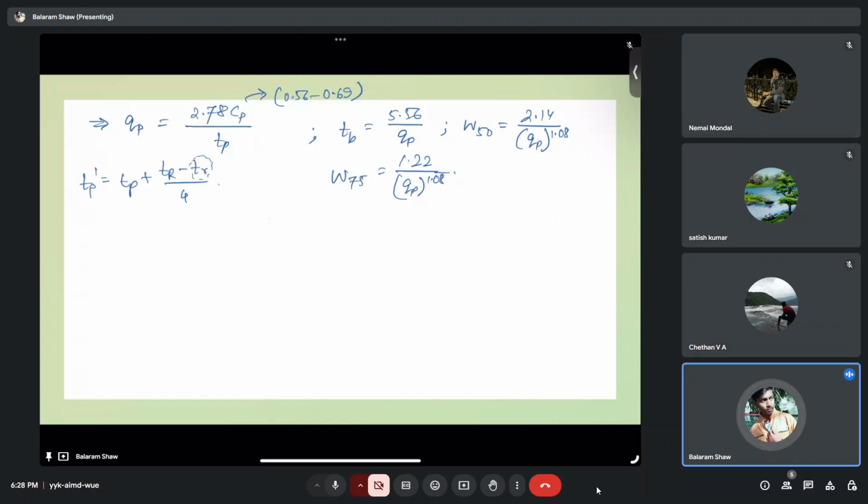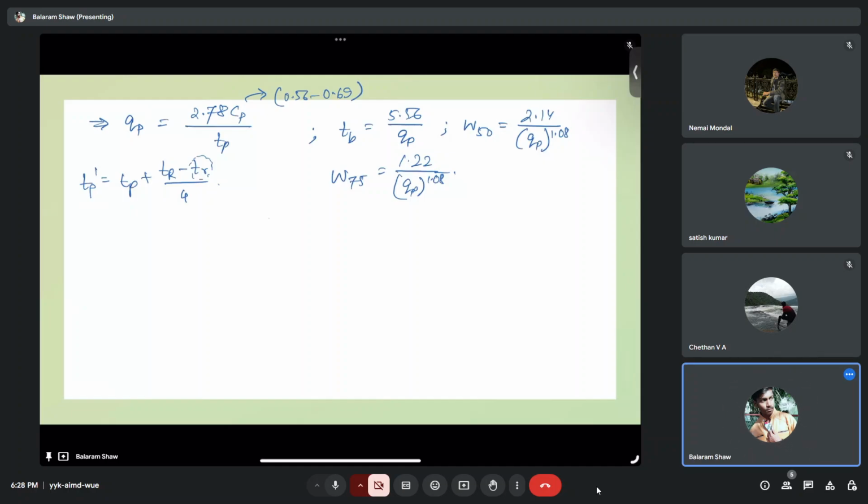There are a few limitations also. As I mentioned in the beginning, whatever synthetic unit hydrograph methods we are going to see are applicable for small watersheds. So this method is suitable for a small or medium sized watershed, and hence we can't use it for large or more complex watersheds. This is one of the limitations.